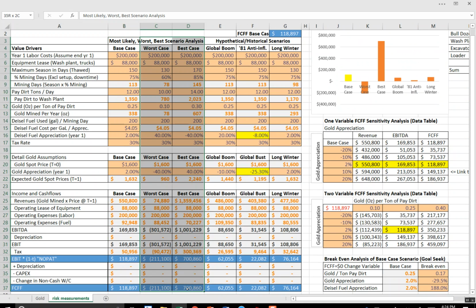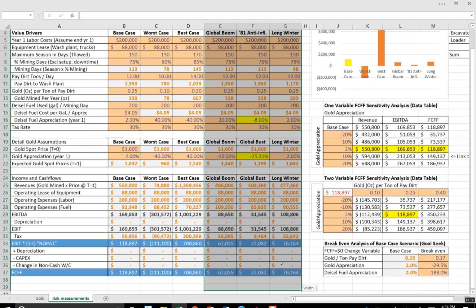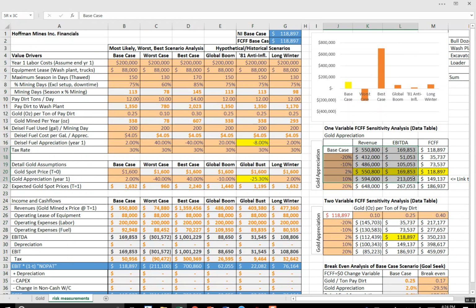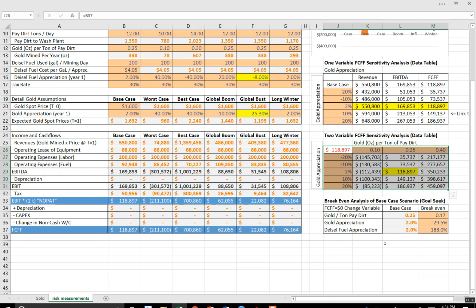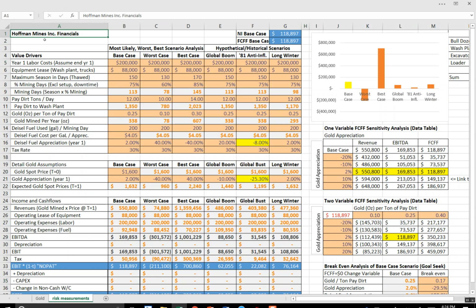Here's my worst and best case. These are some hypothetical and historical scenarios. This is how gold appreciation affects revenue, EBITDA, and free cash flows using a one variable data table. This is seeing how gold appreciation and gold content affects free cash flows. That's a two variable free cash flow data table. And here's some critical break-even values. If gold prices fall by 29% or fuel prices go up by 188%, or if I only have 0.17 ounces per ton of dirt in my gold. Right, so this is a good way of thinking about how to measure our exposures to risk, how to quantify them.